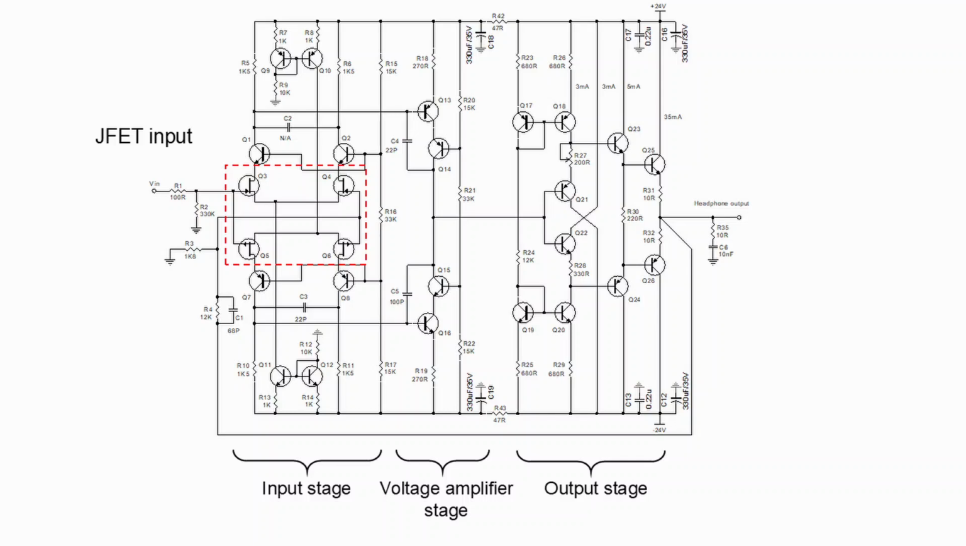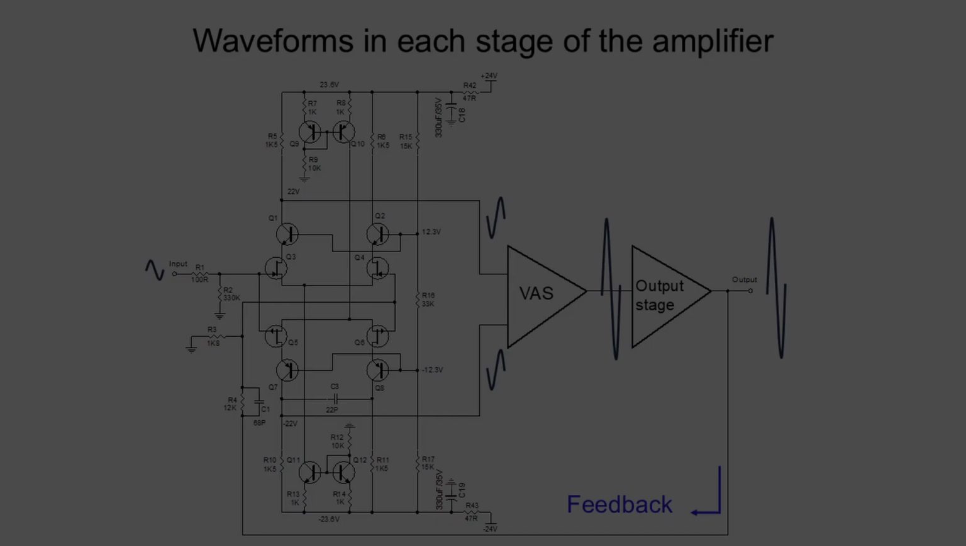Generally speaking, the amplifier can be divided into 3 parts. The first part is the input stage. The second is the voltage amplifying stage, or simply VAS. The third part is the output stage. The fourth part, which is not shown here, is the DC servo. We will discuss the DC servo later.